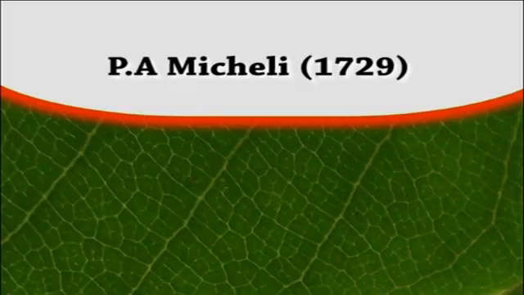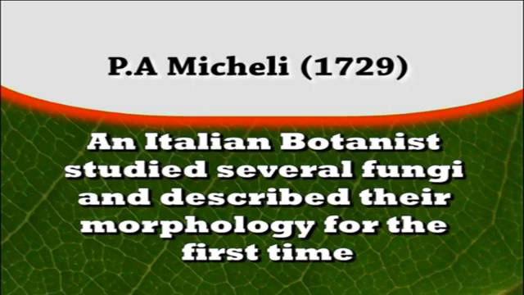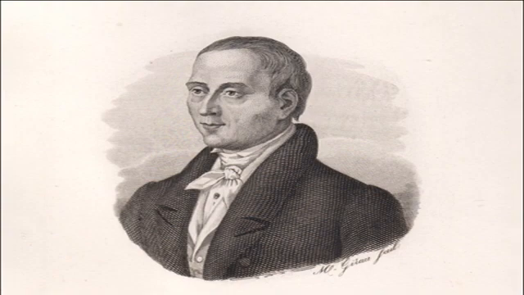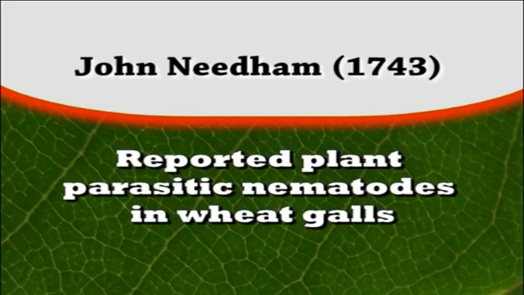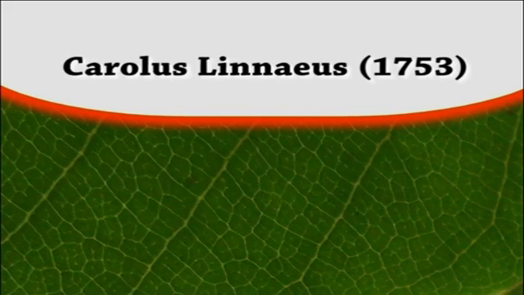Next is P. A. Micheli, 1729. An Italian botanist, he studied several fungi and described their morphology for the first time. He proposed that fungi originated from spores and he was regarded as the founder of mycology. Next is John Needham, 1743. He reported plant parasitic nematodes in wheat galls.